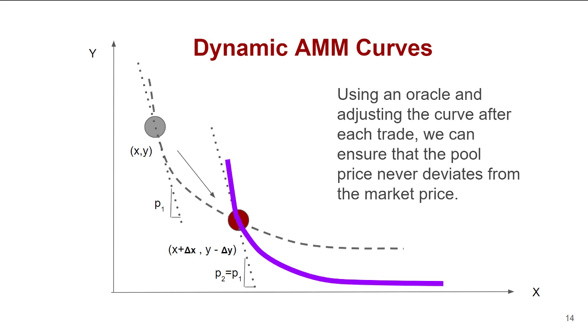In particular, the new curve shown here in purple is going to be passing through the new point, and it's going to maintain a slope at the new point that is the same as the slope of the tangent to the curve in the original point, and thus effectively the pool price is not changing, even though the trade has taken place. And this is done essentially to match the pool price to the market price.